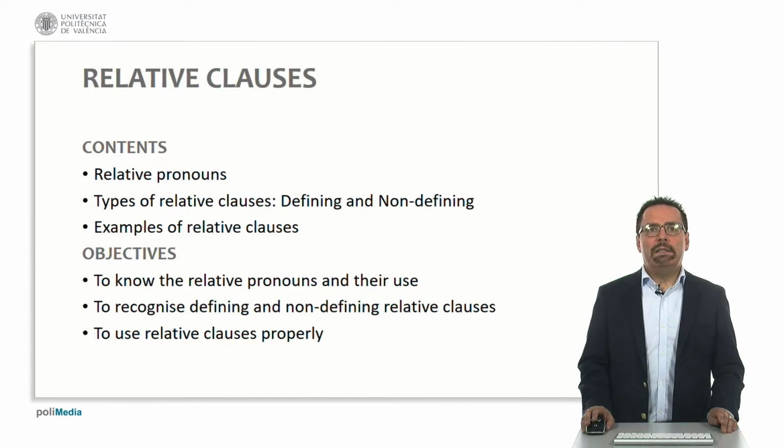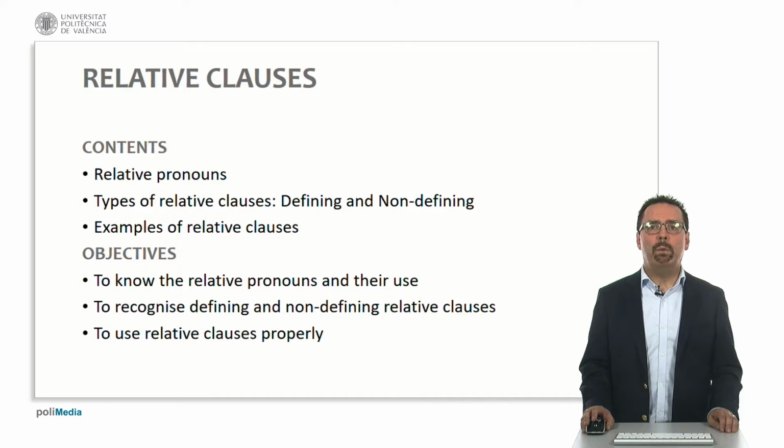We're going to deal with the most important relative pronouns and words. We're going to see the two types of relative clauses, defining and non-defining, and then we're going to see some typical examples of relative clauses. The objectives of this learning unit are to know the relative pronouns and their use with examples, to recognize the two types of relative clauses, defining and non-defining, and also to use relative clauses properly.